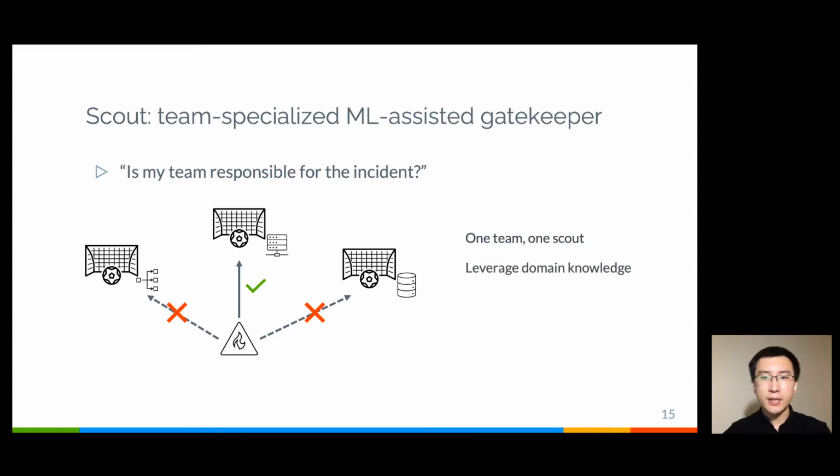Secondly, a per-team Scout can easily leverage the team's domain knowledge, such as what the team's responsible components are, and what monitoring systems are deployed in the data center. Thirdly, each team can evolve its own Scout independently without affecting other teams' Scouts.